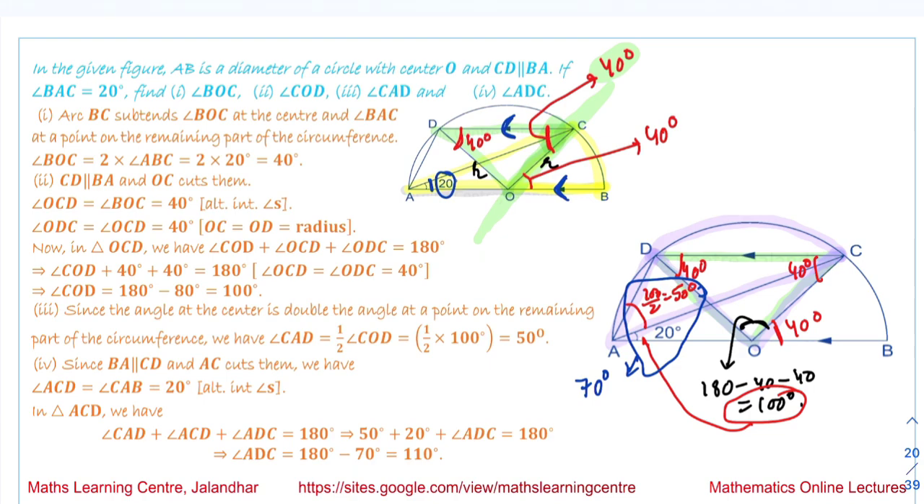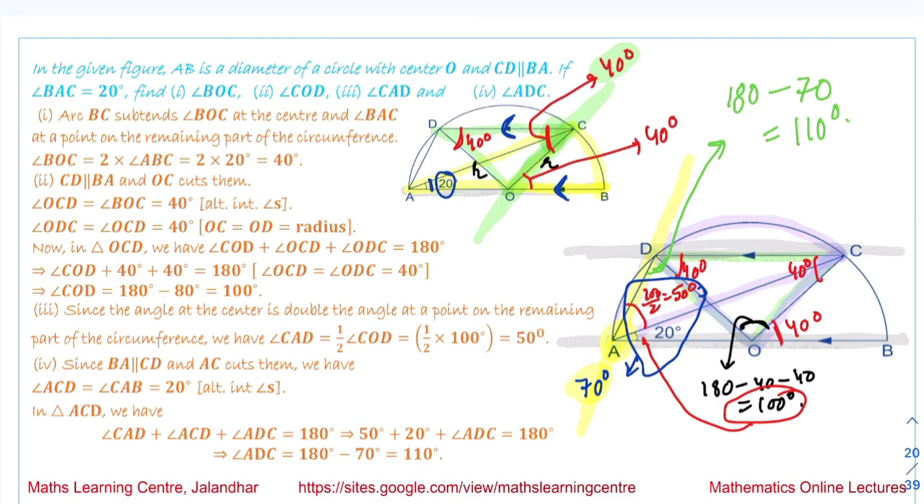Now again look at the two lines, CD and AB. For these two lines, AD is the transversal line. The total angle at A is 70 degrees. So the angle at D will be 180 minus 70, which is equal to 110 degrees. So these are the angles that we have to calculate.